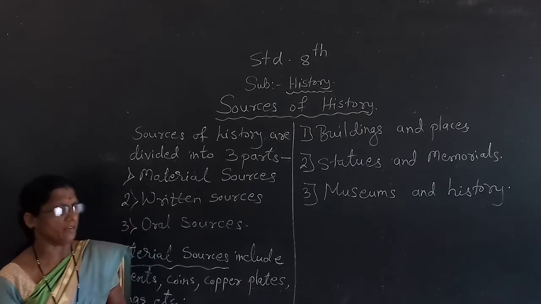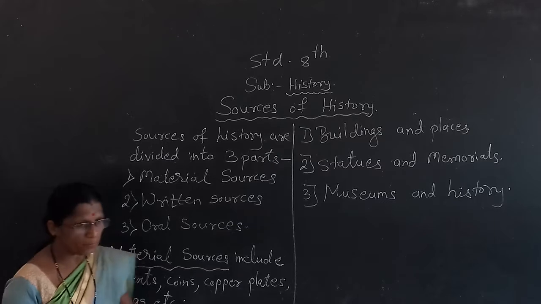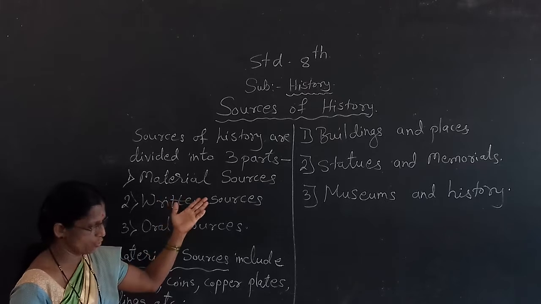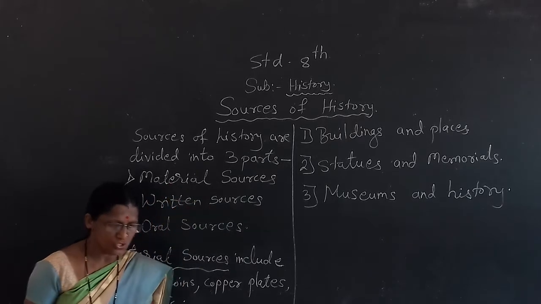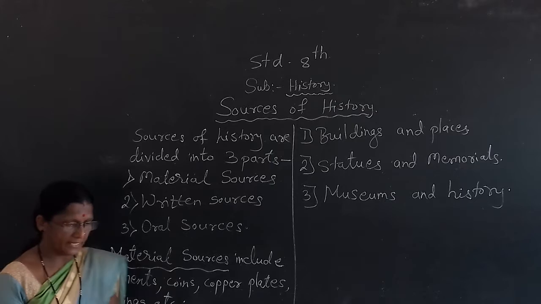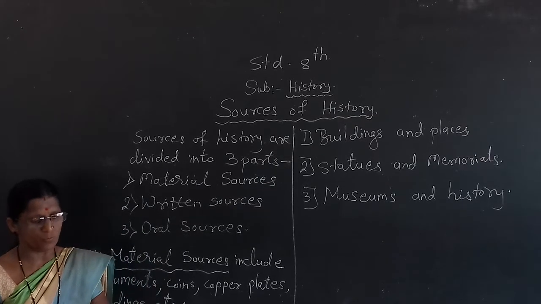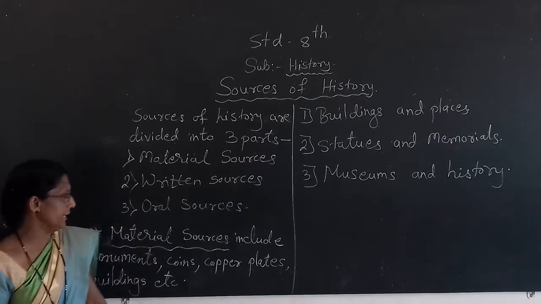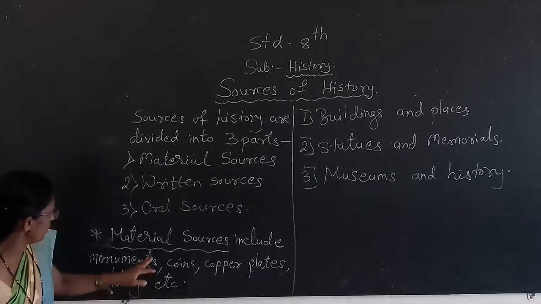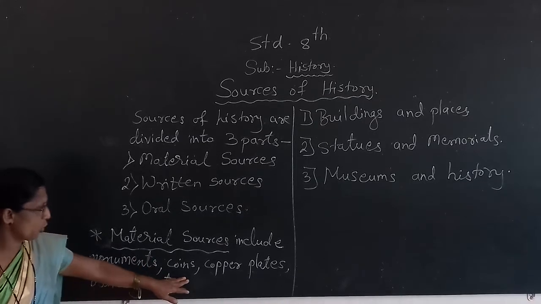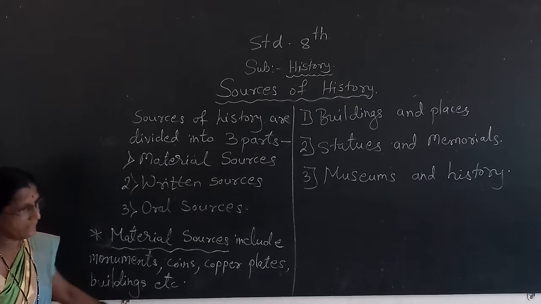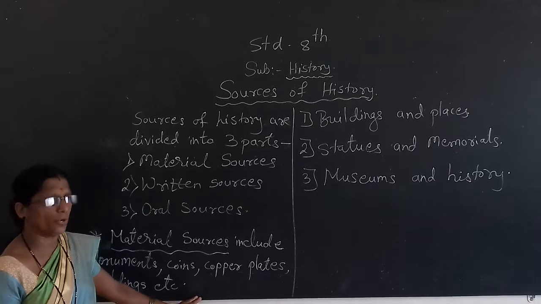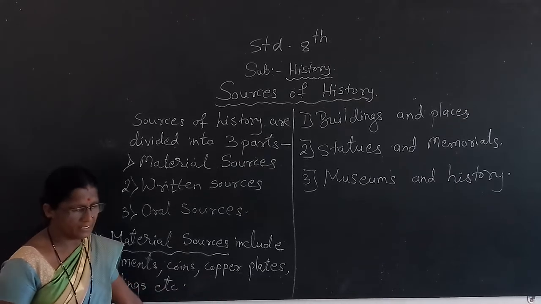So today again we are going to revise the same topic, sources of history, and we will see the first point, that is material sources. So just look into the textbook. Material sources: various objects, monuments, places, coins, sculptures, etc. can be included in material sources. So what things can be included in material sources? Monuments, coins, copper plates, buildings. Even we know that there are weapons also which can be included. They are coming under the heading material sources.